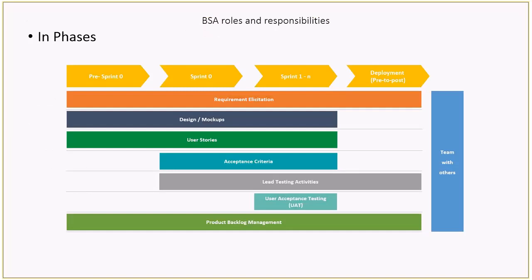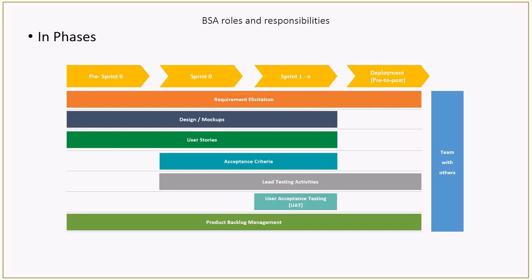First, we'll go over the Agile process and how these key roles and responsibilities play within the Agile phase. As you can see on the diagram, requirement elicitation is a pre-sprint 0 activity which will go on to sprint 1 to n. Even in the development, pre to post, you may keep getting requirements, and you may have to be working on the requirement elicitation.